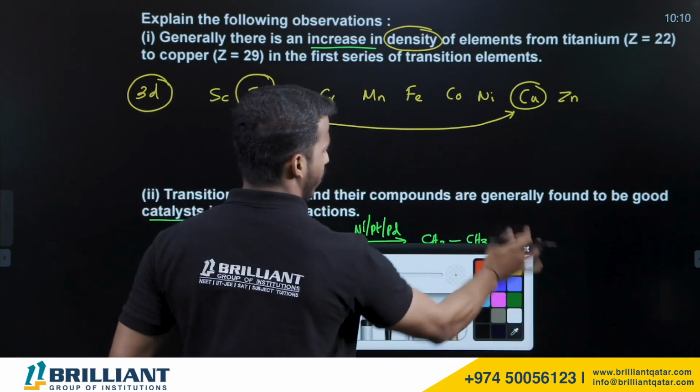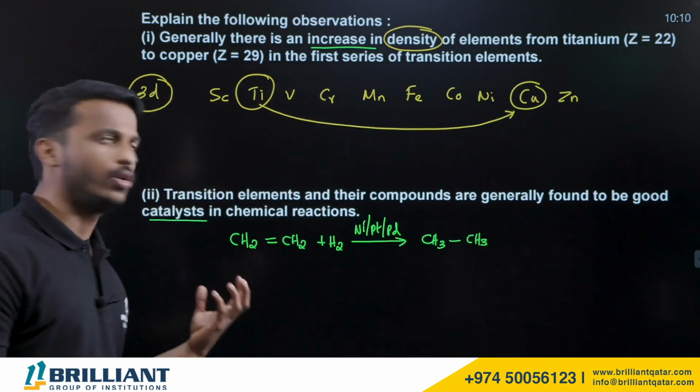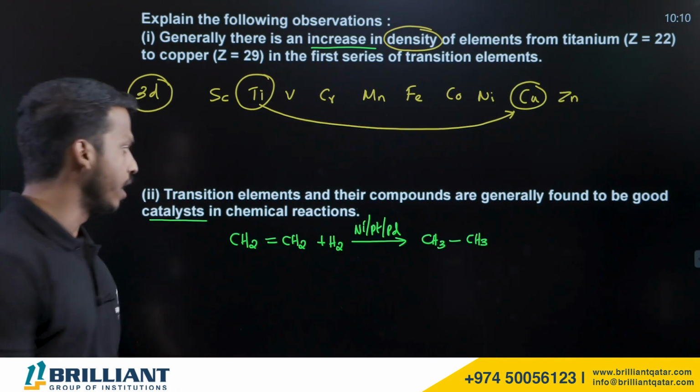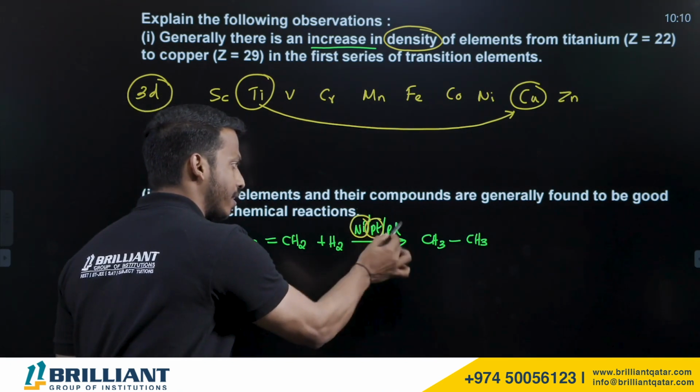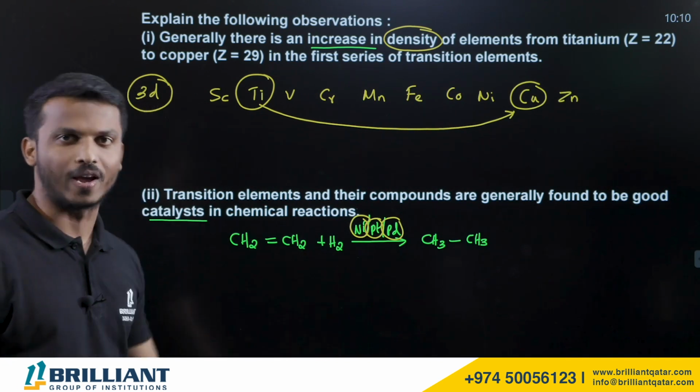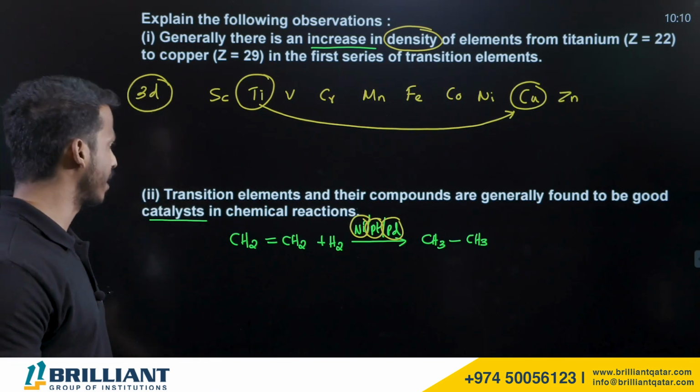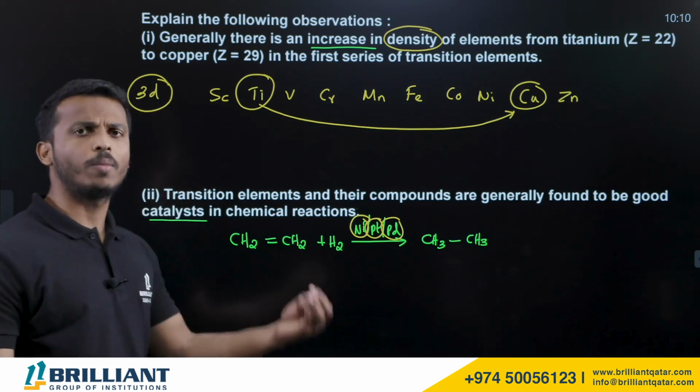The question is very clear: why are they used as good catalysts? Here the catalysts are nickel, platinum, and palladium. All are d block elements, correct? Transition elements. And what about one more example?